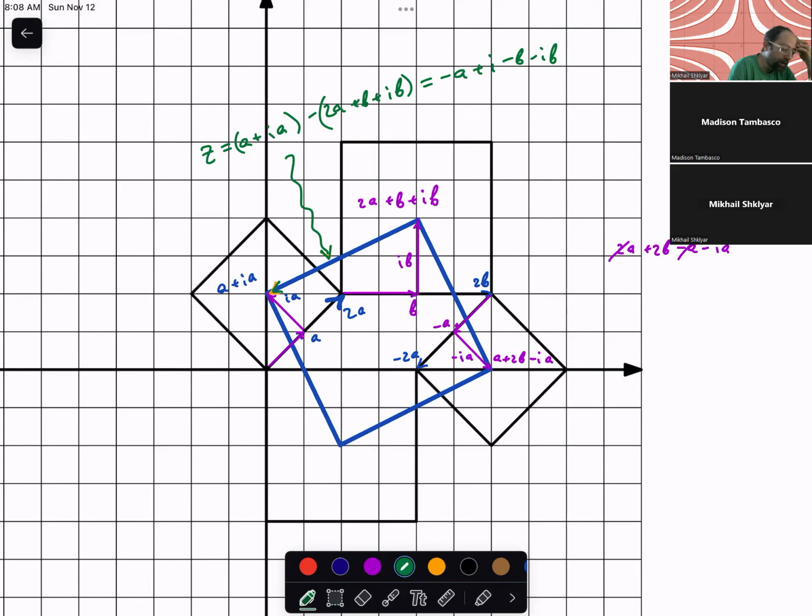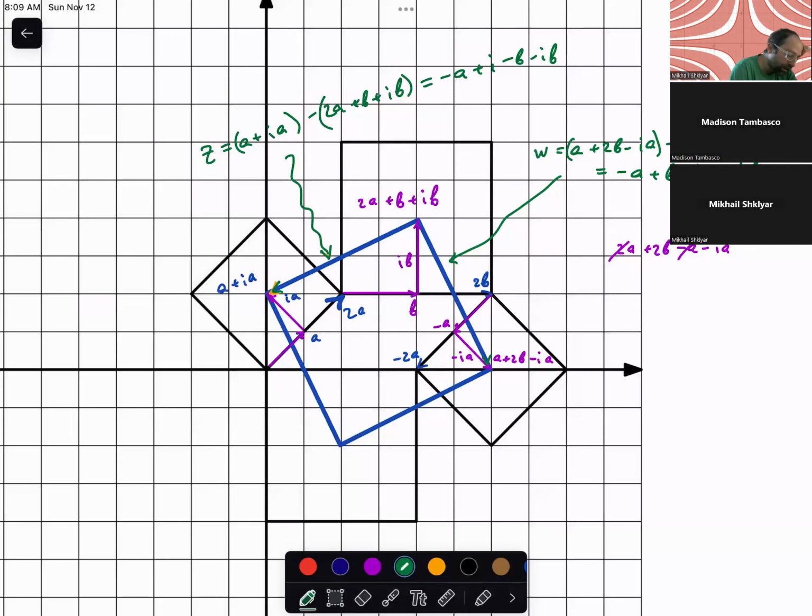Okay, all right. So now what about this other complex number? This complex number right here. Well, let's see. It's the difference between, let's call it W. It's going to be a plus 2b plus ia minus 2a plus b plus ib. Okay, let's see what cancels. a minus 2a gives us negative a. 2b minus b gives us positive b. Negative ia does not cancel with anything. And then we also have a negative ib left over from the second set of parentheses.